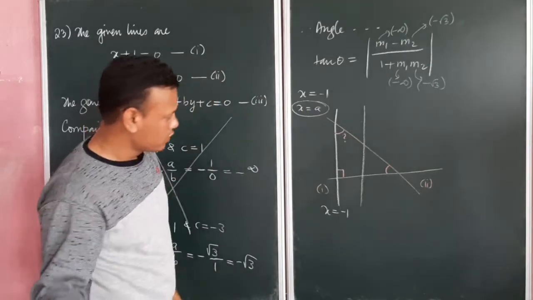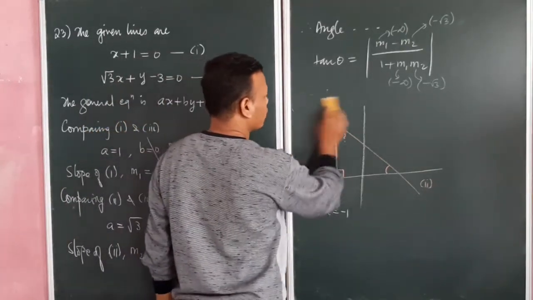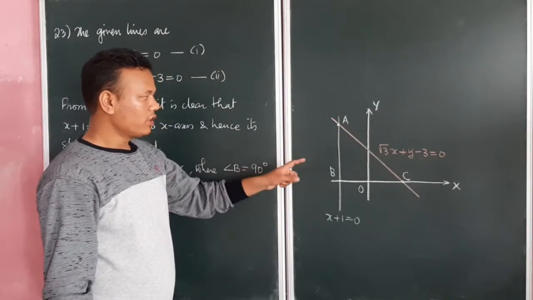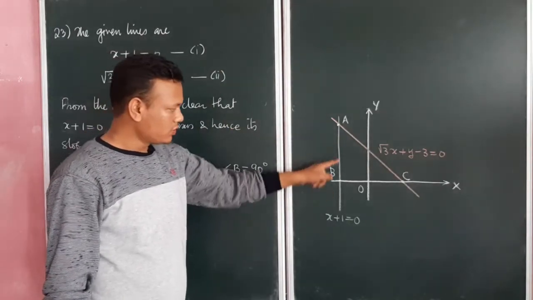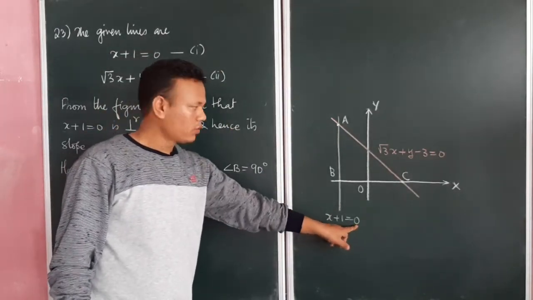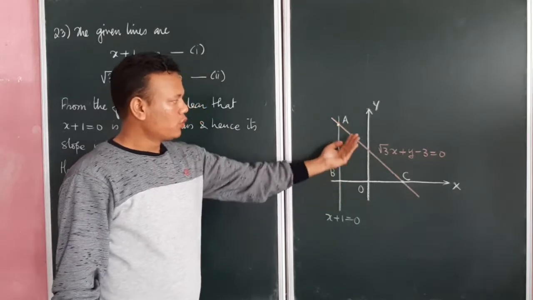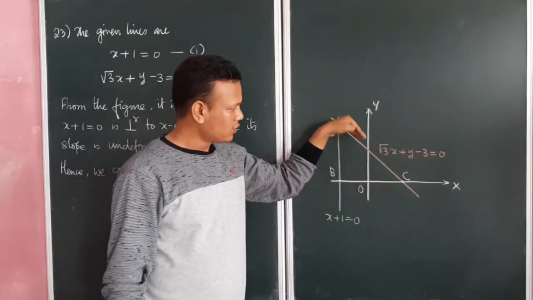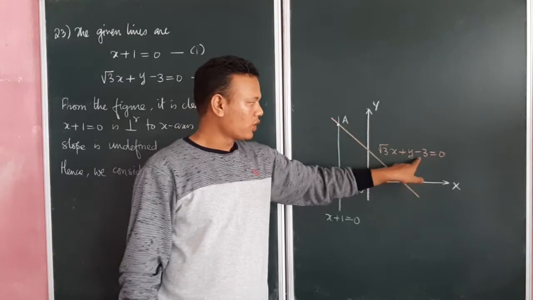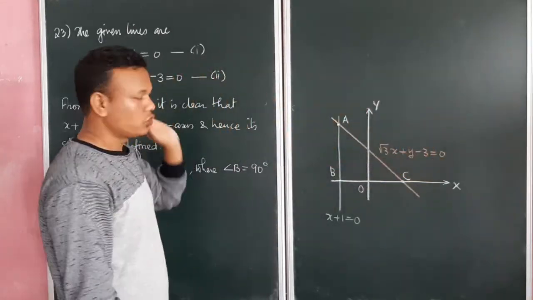Let me draw this in a clean manner for you. So your diagram is shown out here. So this is your x plus 1 equals to 0, which is parallel to y axis, and this is my root 3x plus y minus 3 equals to 0, that is equation 2.